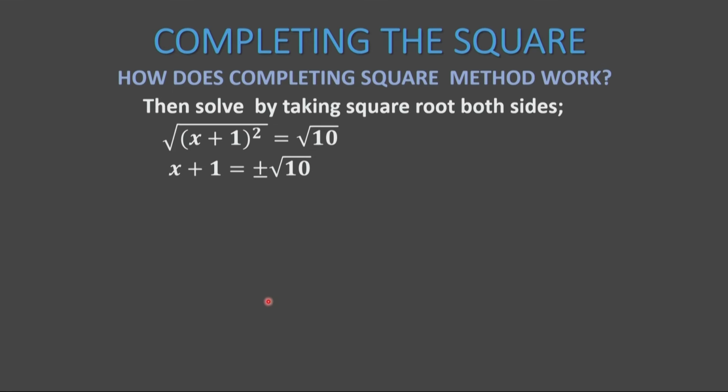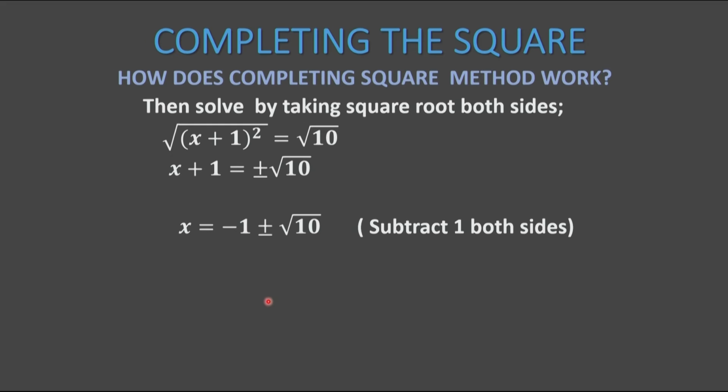Then what do you do? Very easy. You take the 1 to the right. Actually, subtract 1 from both sides. What do you get? You get x is equal to minus 1 plus or minus root 10. Actually, mathematically, this is the most accurate answer.